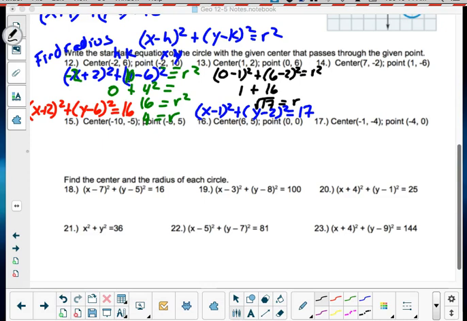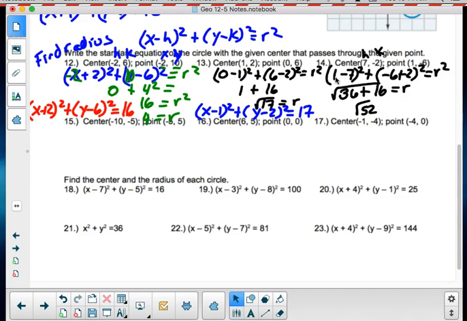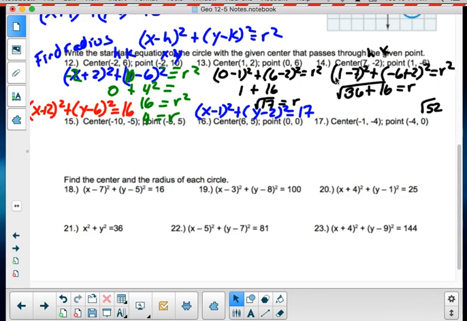Doing the same thing here. I'm talking about 1 minus 7. Remember, this is (h − x) squared plus (−6 minus −2) squared equals r squared. So this is 36 plus 16, which equals 52, and r is the square root of 52. Now I'm not going to put that as a decimal. Keep in mind, r is the square root of 52.